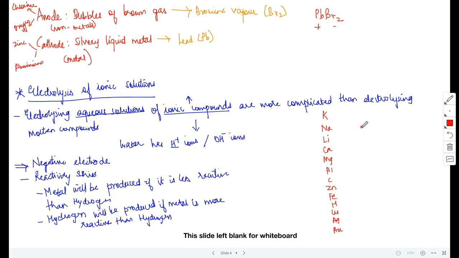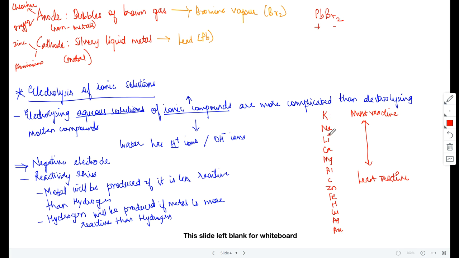Now, how it goes is, the most reactive starts from here and it ends with the least reactive. So gold is the least reactive and potassium is the most reactive.